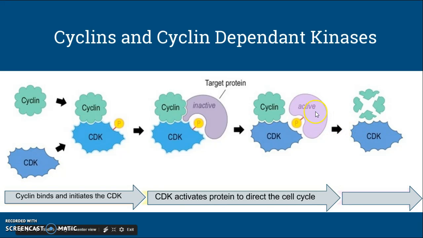The target protein becomes active after it is phosphorylated. In the end, the cyclin is destroyed and goes through apoptosis. This is when the cyclin is programmed to commit suicide because more and more cyclin is being produced and regulated throughout the cycle.